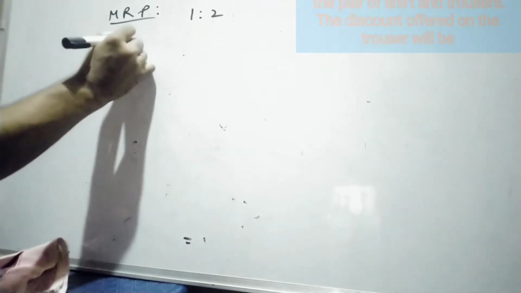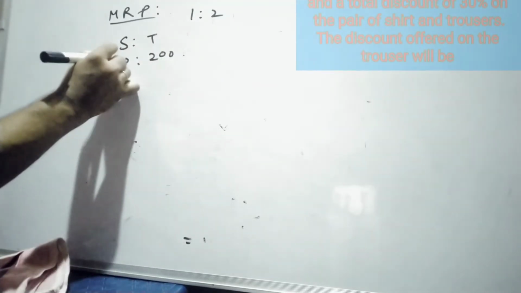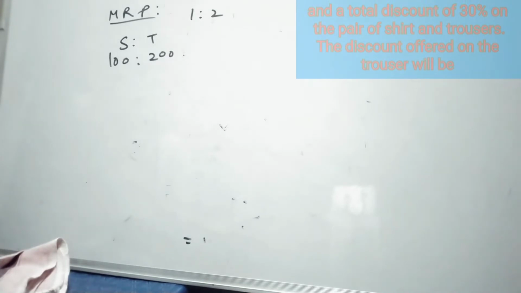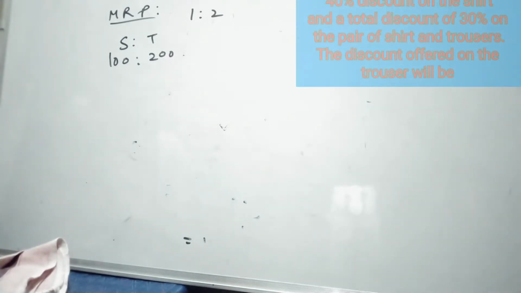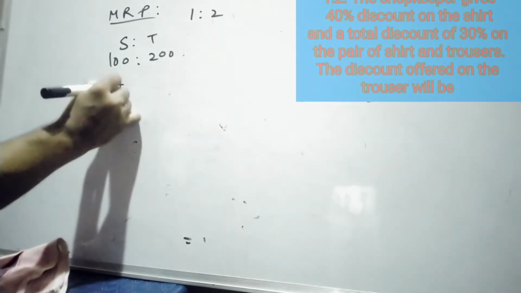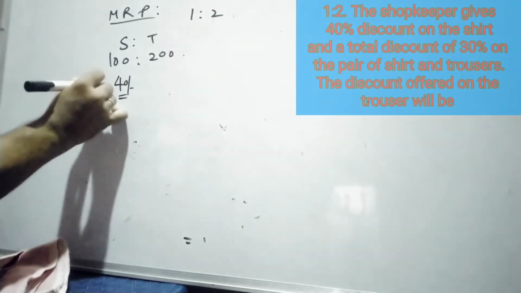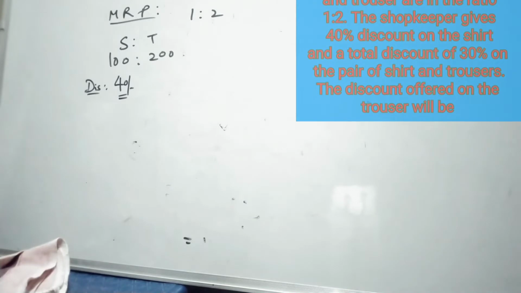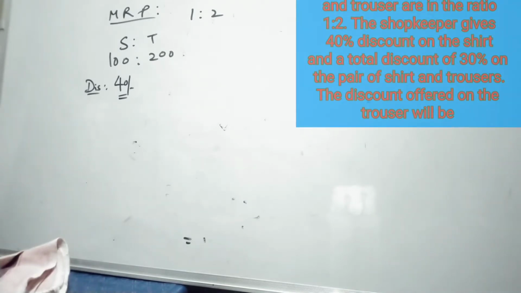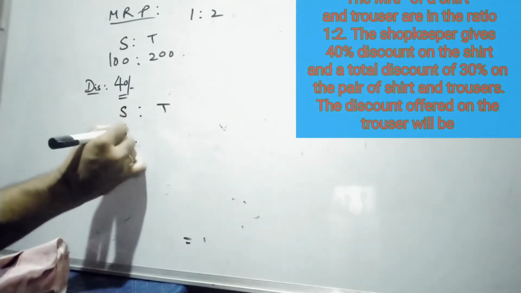The shopkeeper gives a 40% discount on the shirt. So I am considering the shirt as 100 rupees and the trousers as 200 rupees for the convenience of solving the question. Now the shopkeeper gives a 40% discount on the shirt. So 40% of 100 rupees is 40 rupees discount. Then the shirt cost is now 100 minus 40, that is 60.